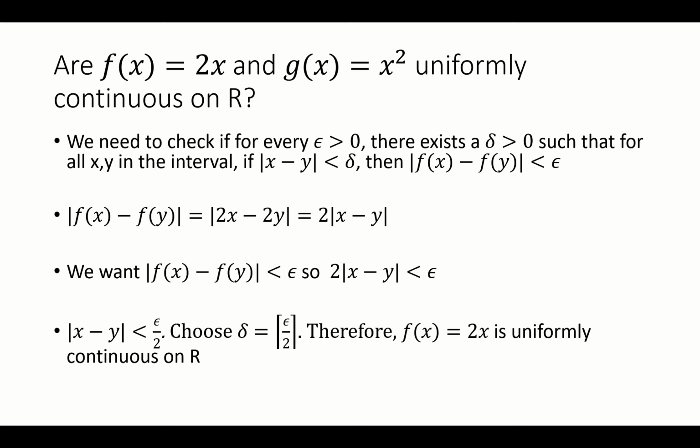This tells us that if we choose delta equal to epsilon over 2, or the greatest integer less than epsilon over 2, then for any x, y such that the absolute value of x minus y is less than delta, we will have that the absolute value of f of x minus f of y is less than epsilon. Therefore, the function f of x equals 2x is uniformly continuous on R.